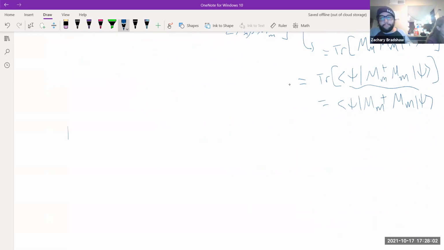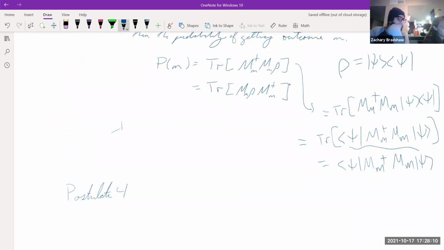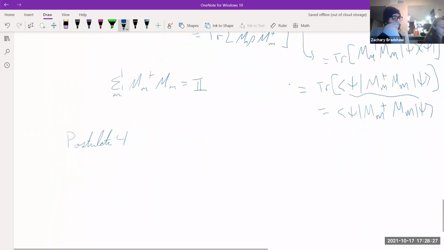So with that, I think that takes us to postulate 4. Oh, one more thing is that we still have the completeness criteria, where summing over all of your measurement operators, M dagger M, this should give you back the identity, right?